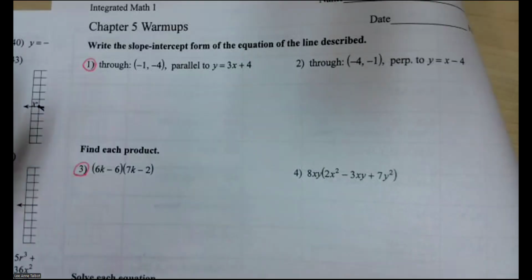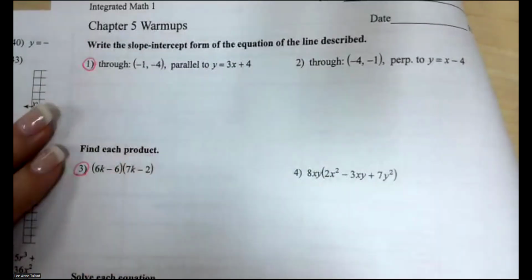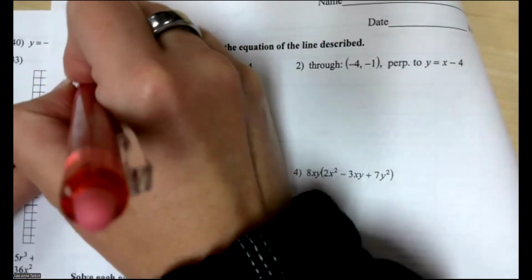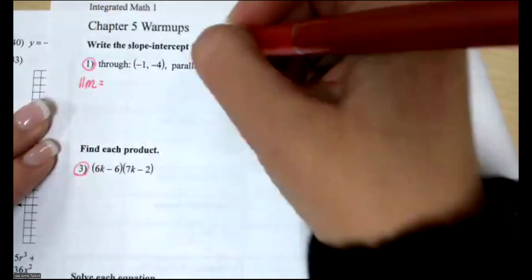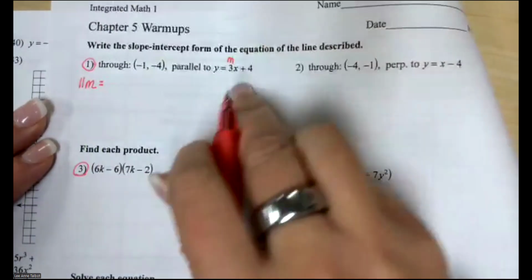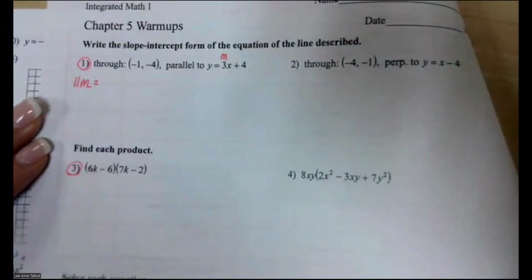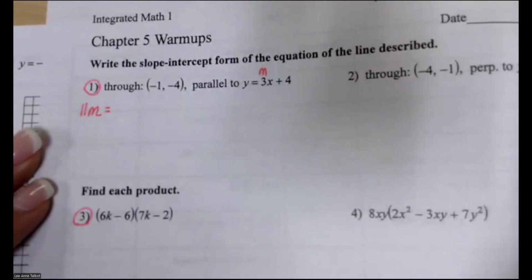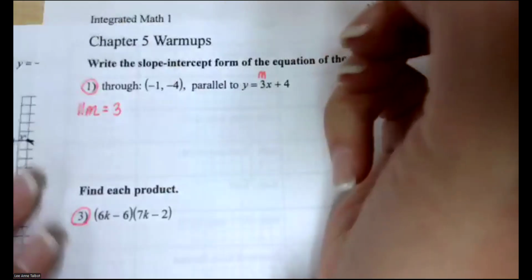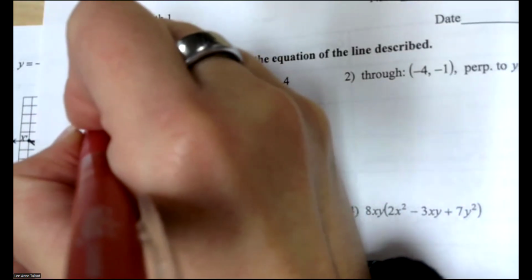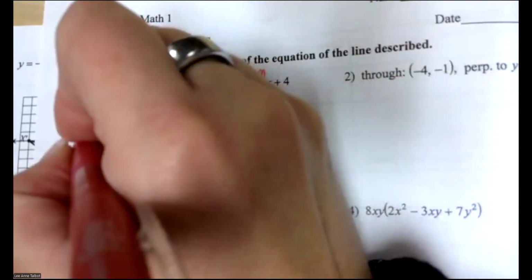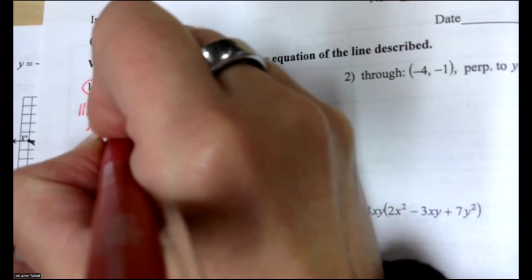Okay, number one. So we have parallel slope. And remember, the parallel is the same thing as the original. So our parallel slope is 3. X equals -1. Y equals -4.